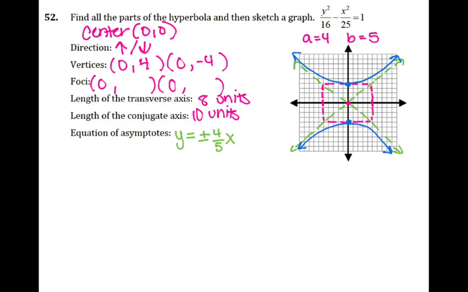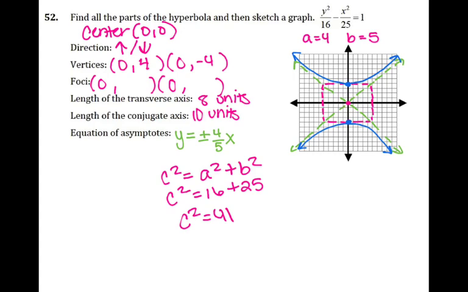Okay, for the foci, I have c squared equals a squared plus b squared, so that is 16 plus 25, which is 41. Square root. So I get c equals 6.4. So I have positive 6.4 and negative 6.4. So there's one focus.